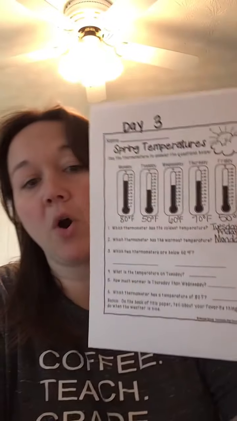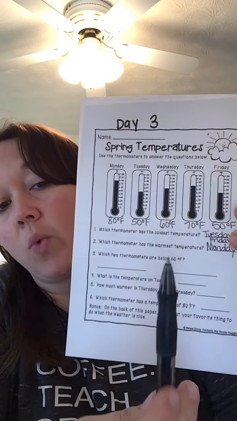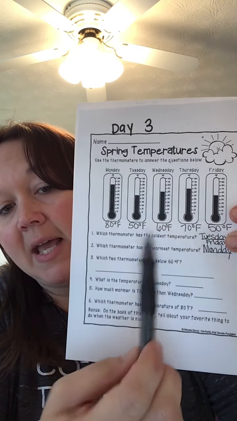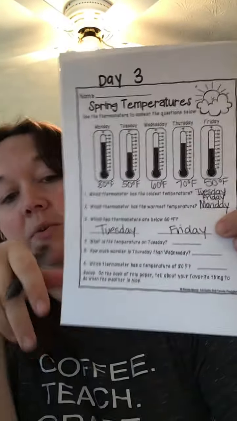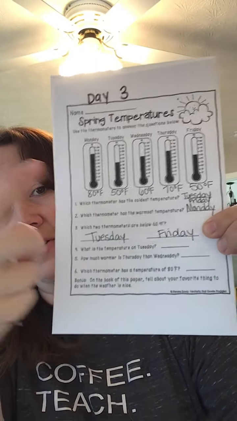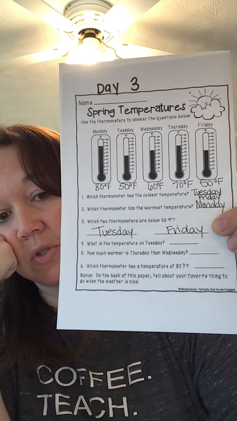Okay, number 3, which 2 thermometers are below 60 degrees? So we're not going to count the one that's 60 degrees. It wants to know what thermometers are below. So again, that's going to be Tuesday and Friday. Good job. All right, and I'm going to let you finish the rest of this. What was the temperature on Tuesday? You're going to find Tuesday. What was the temperature on Tuesday?